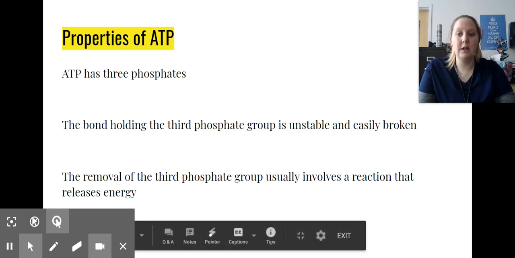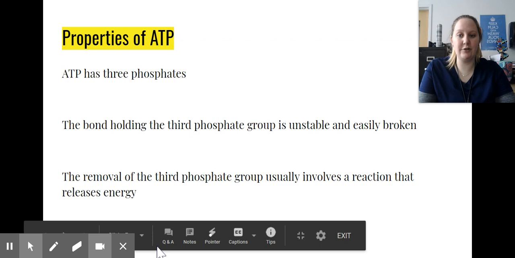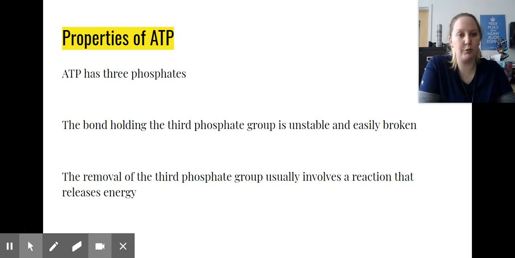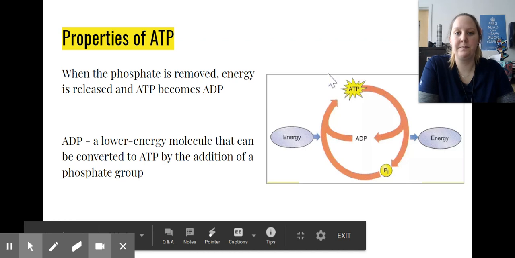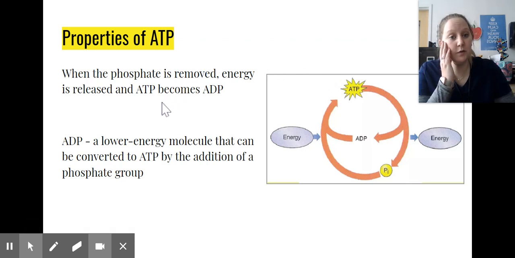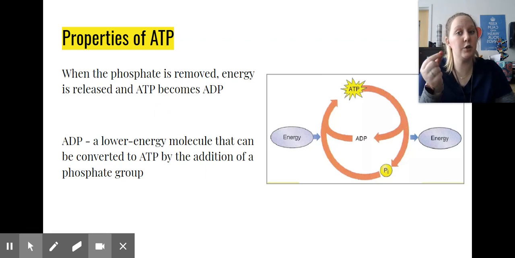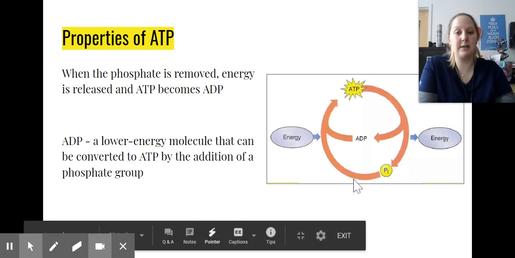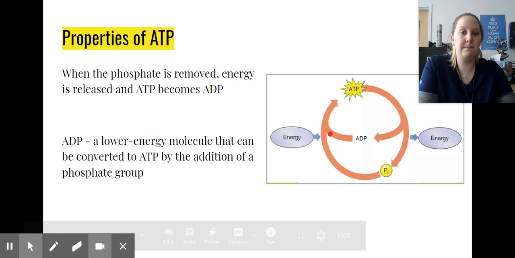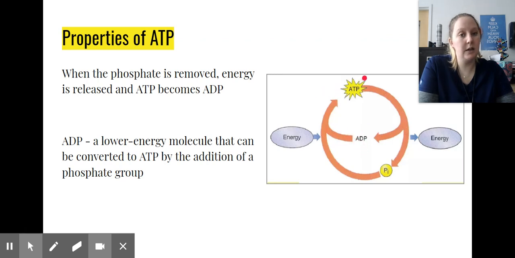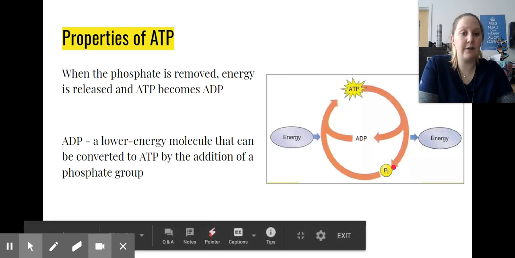So the removal of that third phosphate group releases energy, which happens during a chemical reaction. When the phosphate group is removed, energy is released. And when that molecule is rebuilt from ADP, which is a lower energy molecule, when a phosphate group is re-added, it actually stores energy. So I really like this graphic because it shows us when we put energy in with ADP, we get ATP. When energy comes out, we get ADP and a phosphate group that can be re-added whenever energy is available again. So we have two cycles kind of happening at the same time.